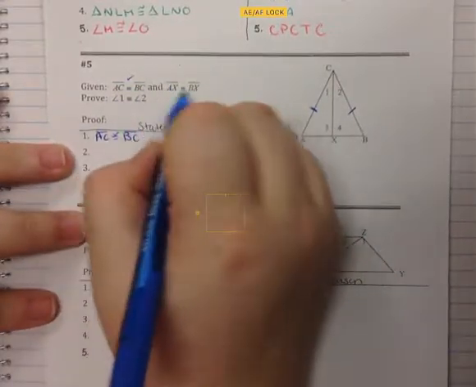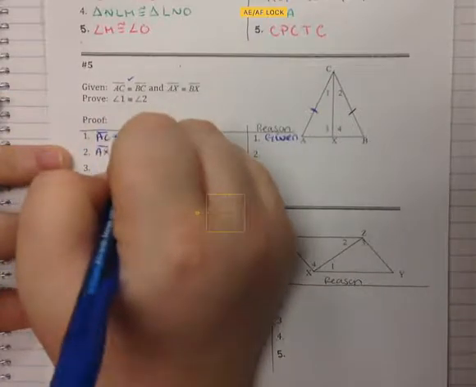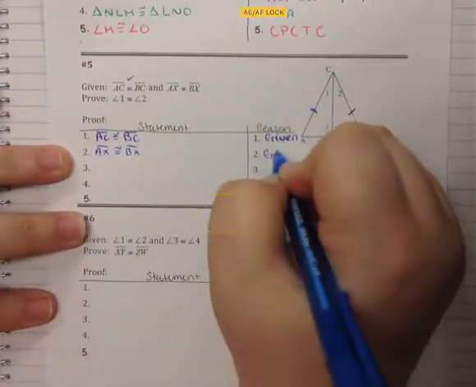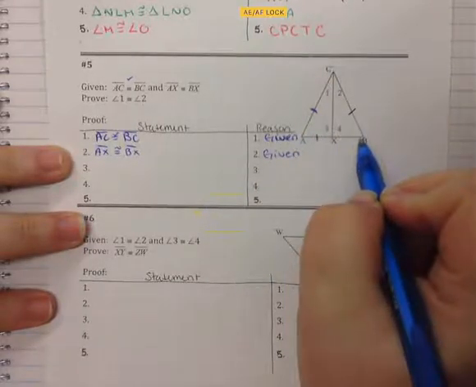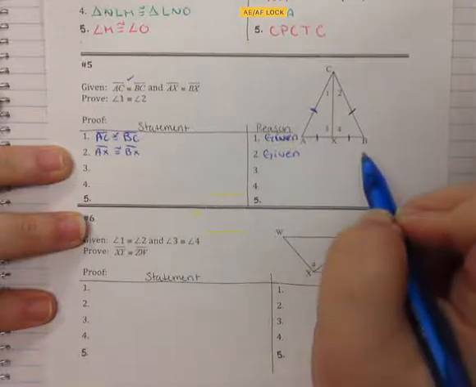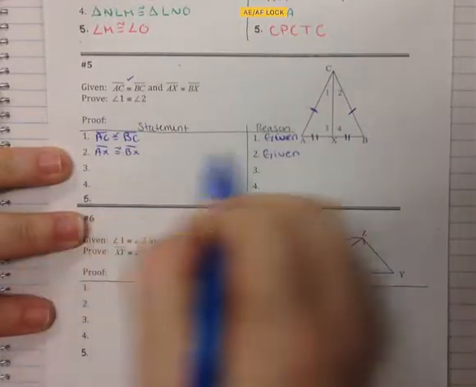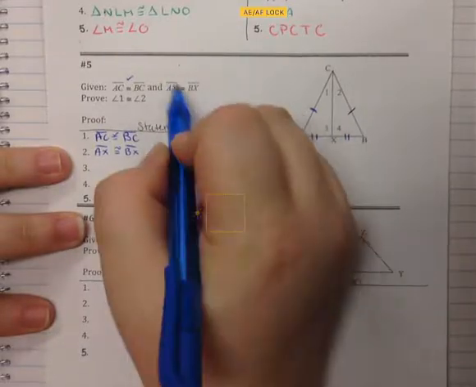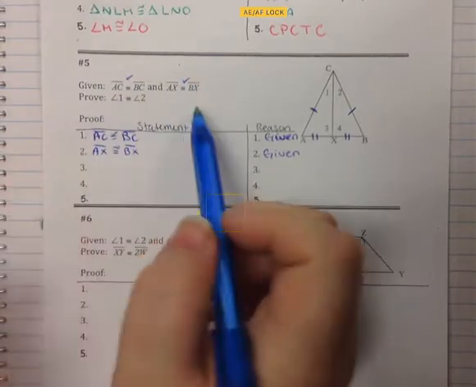Second statement is segment AX is congruent to segment BX because it is given. So A to X is congruent to B to X. It's also a segment. So I'm going to put 2 tick marks on it. So it's in our proof. It's in our picture. It says it's marked congruent. Check. These are all of our givens.